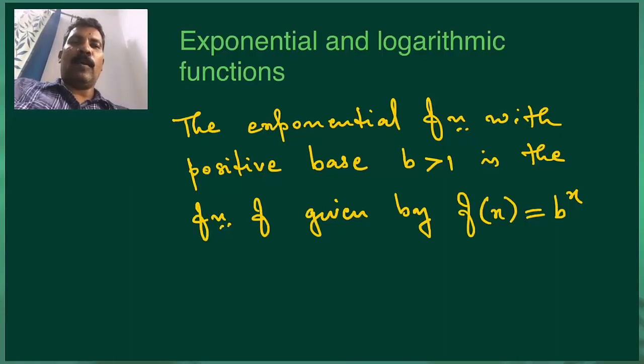Exponential and logarithmic functions. The exponential function with a positive base b greater than 1 is the function f given by f of x equals b power x. Here b is what is called the base and x is the exponent. That is why it is called the exponential function. x is in the role of exponent.